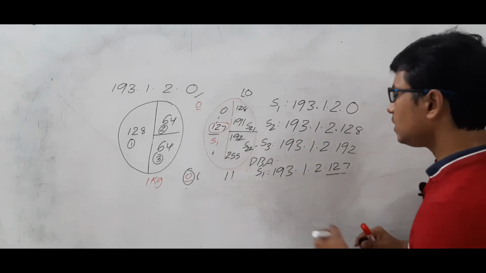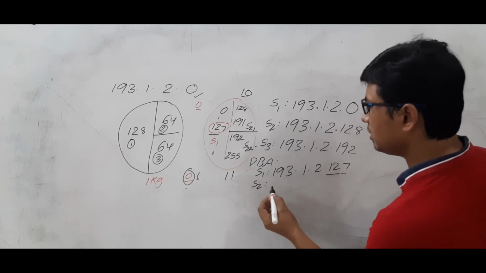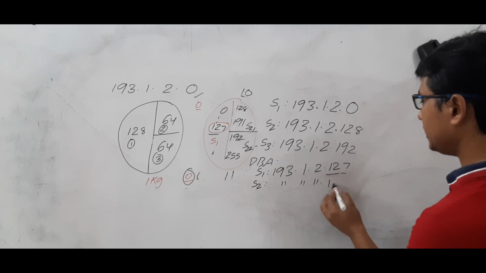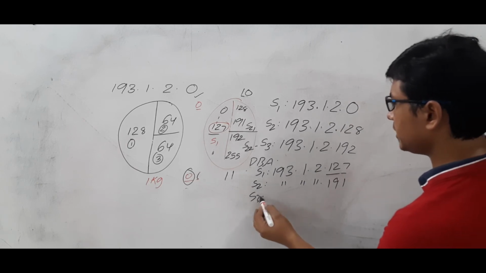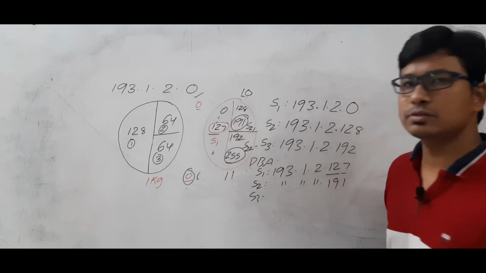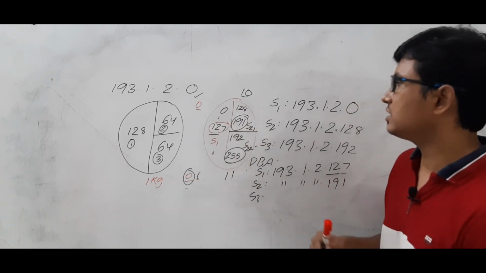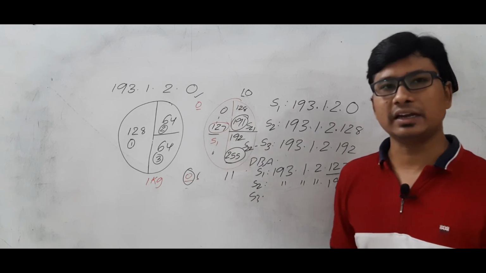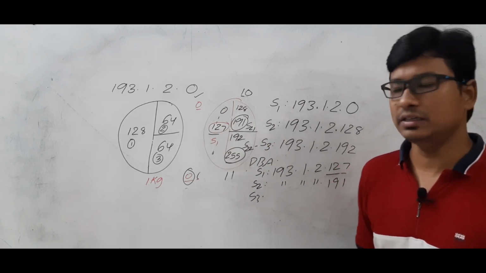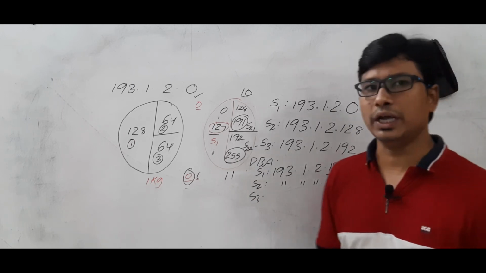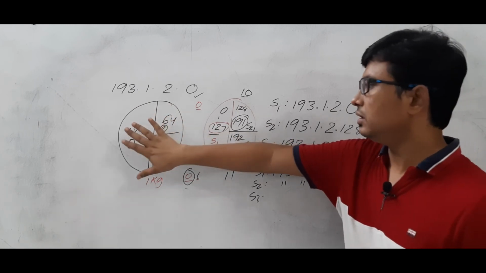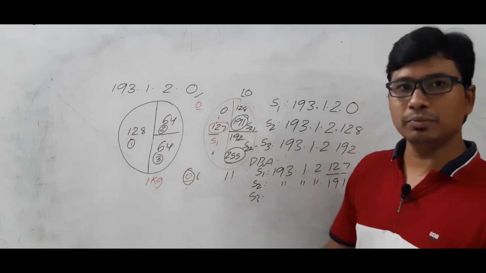Okay, so this is S1. S2 will be what? 193.1.2.191, and S3 will be 255. So the last IP address will act as a direct broadcast address and the first IP address will act as a subnet ID or network ID. Is it clear? Are you able to understand? So I hope you have understood how I have done the subnetting with variable sizes.